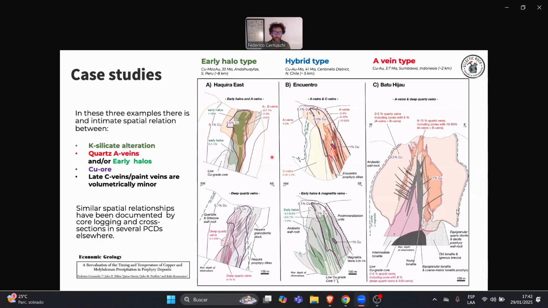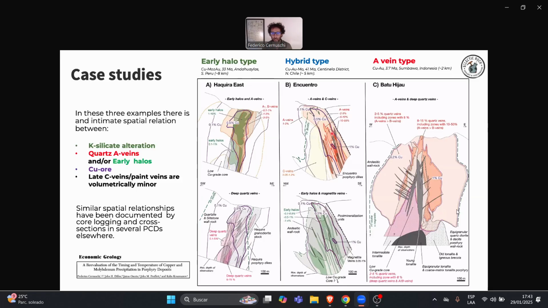We looked at 3 porphyry deposits that capture this diversity from early halotypes to A veins. So we have Jaquira, Peru, in the Andahuaylas belt, probably formed at 8 to 10 kilometer depth. Typical early halotype, very similar to Butte. Batu Hijau in Indonesia, probably formed around 2 kilometer depth. And something in between, which has both types of veins and shared characteristics of both types, which is Encuentro in the Centinela district of Chile.